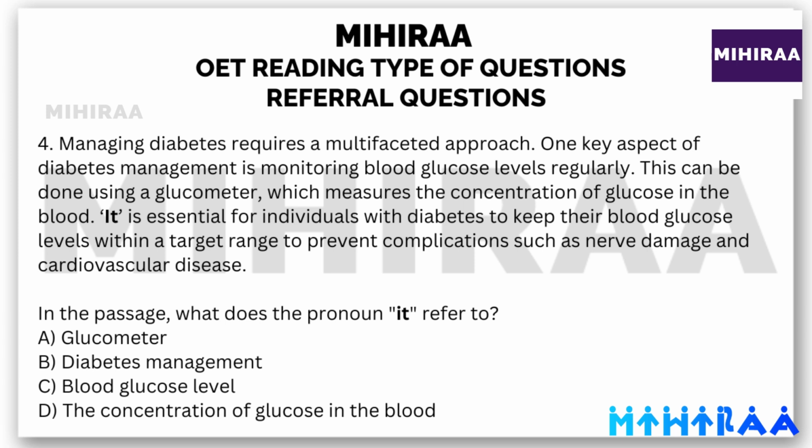In the passage, the pronoun "it" refers to the glucometer, which is the device used for measuring blood glucose levels. The preceding sentence introduces the glucometer as the tool for monitoring blood glucose levels regularly. Therefore, "it" refers to the glucometer, making option A the correct answer.